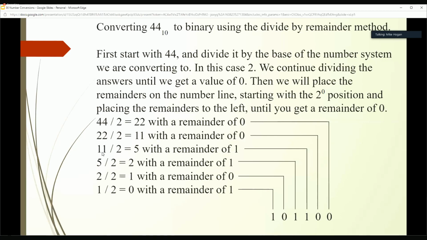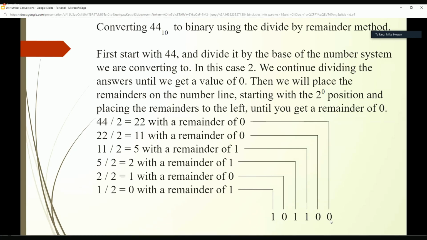Now I'm dividing 11 by 2. I get 5, which is a total of 10, but I've got a remainder, so I take that 1 and bring it down and place it here. I do the same thing: 5 divided by 2 gives me a remainder of 1. 2 divided by 2 gives me 1 with a remainder of 0. And then 1 divided by 2 gives me 0 with a remainder of 1. And so here's what I get: 1 0 1 1 0 0.